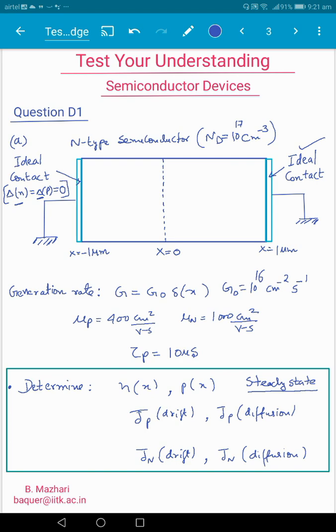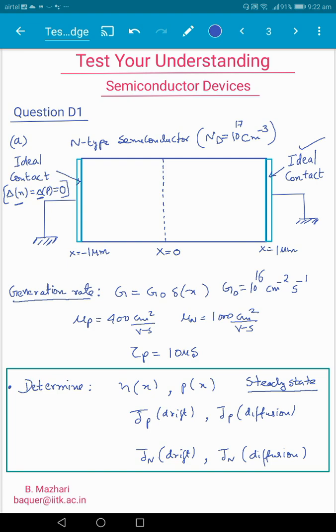But what we have is that in the middle of the n-type semiconductor, we have a generation rate G equal to G naught delta X. So it's a generation only at X equal to 0. And it's something like, for example, let's say we have a laser and it is absorbed only at one particular point, then we'll have generation only around that particular place here. All right, so the generation G equal to G naught delta X. G naught is given as 10 to the power 16 per centimeter cube per second.